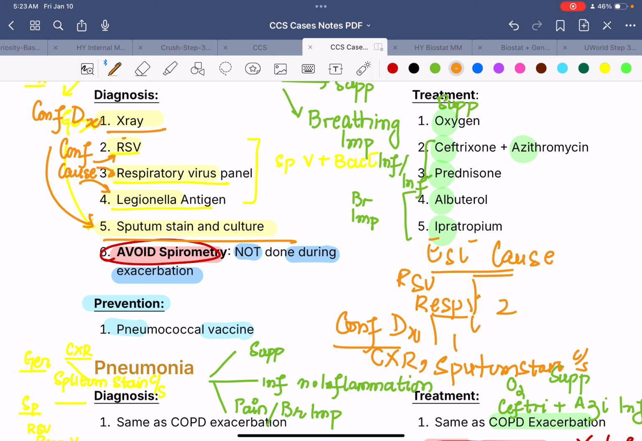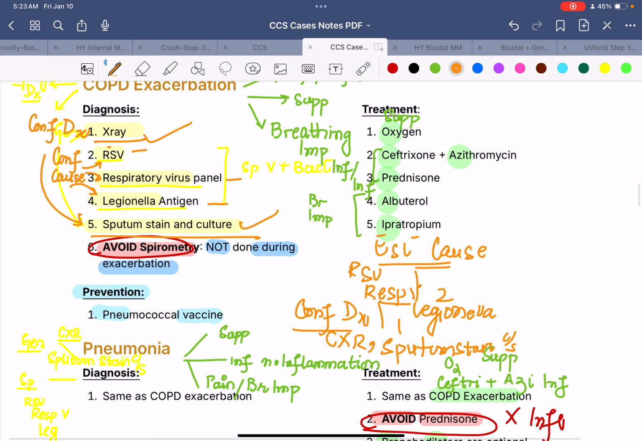So just a quick review: for the diagnosis of COPD, we divide it into two main groups. The first would be to establish the diagnosis with an X-ray along with sputum stain and culture, and then to establish the cause, we are going to do an RSV test and respiratory virus panel along with the Legionella antigen. Now comes the treatment.